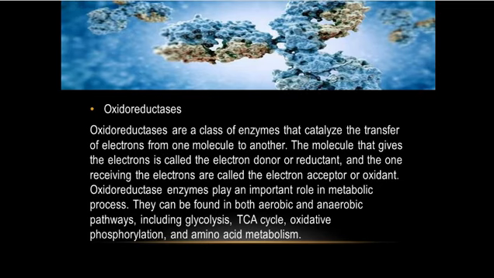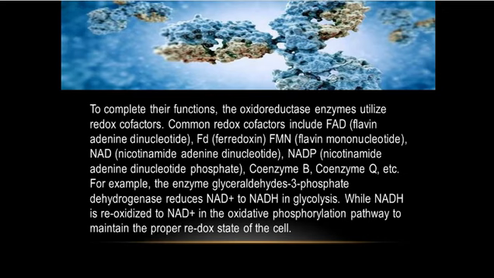They can be found in both aerobic and anaerobic pathways, including glycolysis, the citric acid cycle, oxidative phosphorylation, and amino acid metabolism. To complete their functions, the oxidoreductase enzymes utilize redox cofactors. Common redox cofactors include FAD, flavin adenine dinucleotide, Fd, ferredoxin, FMN, flavin mononucleotide, NAD, nicotinamide adenine dinucleotide, NADP, nicotinamide adenine dinucleotide phosphate, coenzyme B, coenzyme Q, etc.